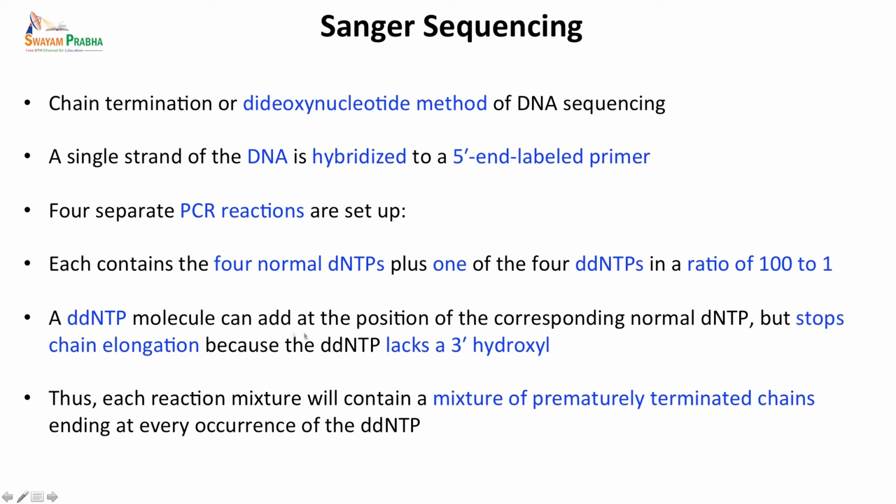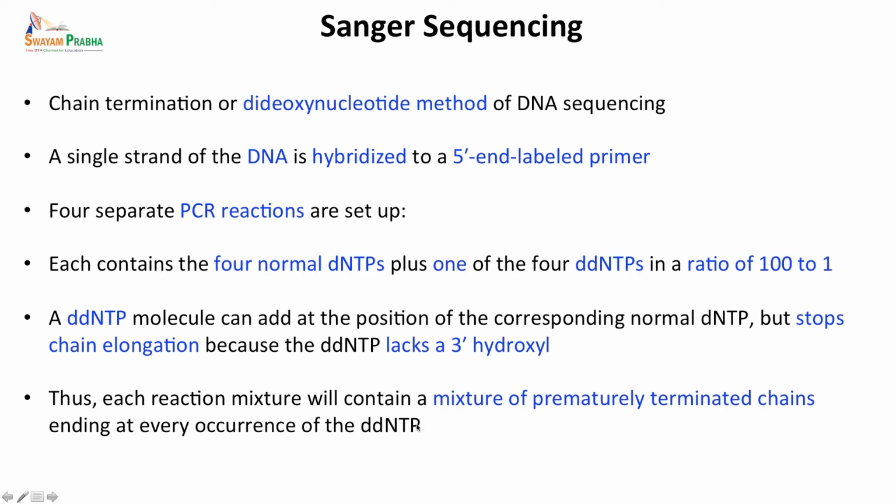So it can be added at the position of the corresponding normal dNTP, but the chain elongation will stop because ddNTP lacks the 3' hydroxyl group. Therefore, each reaction mixture will have a mixture of prematurely terminated chains, which will end at every occurrence of the ddNTP, and that is because it is a mixture, right? So you have normal dNTPs and you have a very small amount of ddNTPs.